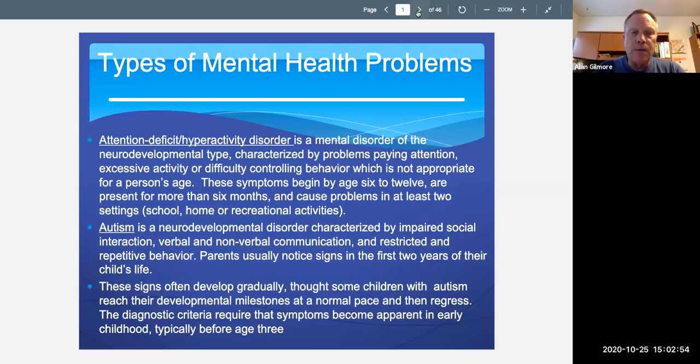Autism is a neurodevelopmental disorder characterized by impaired social interaction, verbal and nonverbal communication, and restricted and repetitive behavior. Parents usually notice signs in the first 2 years of their child's life. We've heard more about autism over the last several years than we did previously. It's becoming more and more something that parents are dealing with in terms of their children. Again, it's this kind of affect.